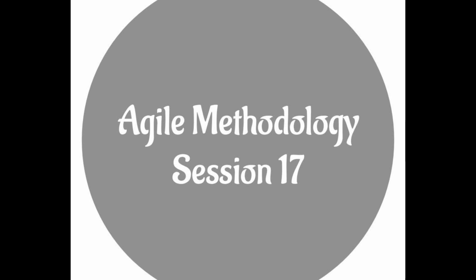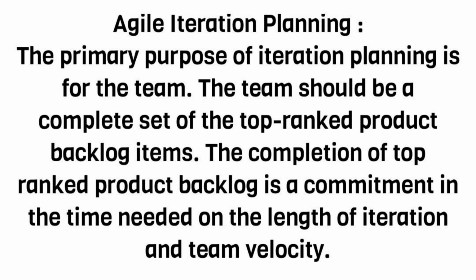Agile Methodology Session 17. Agile Iteration Planning. The primary purpose of iteration planning is for the team to commit to a complete set of the top-ranked product backlog items. The completion of the top-ranked product backlog is a commitment, with the time needed depending on the length of the iteration and team velocity.